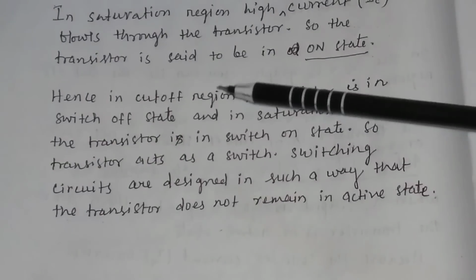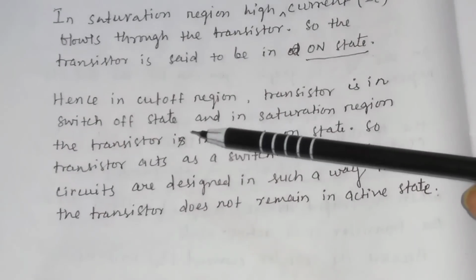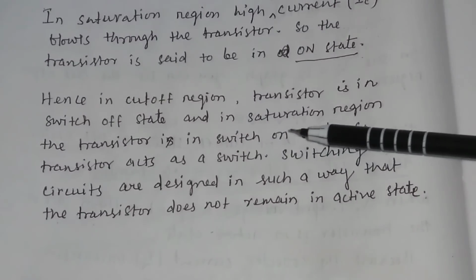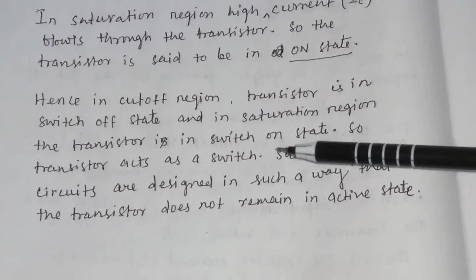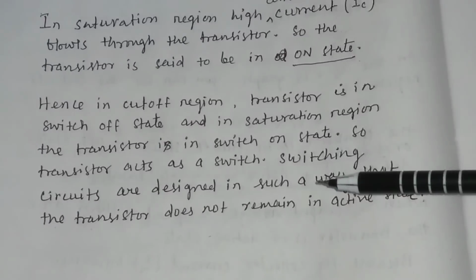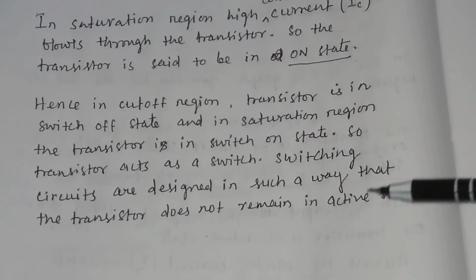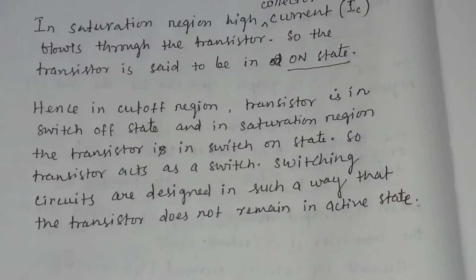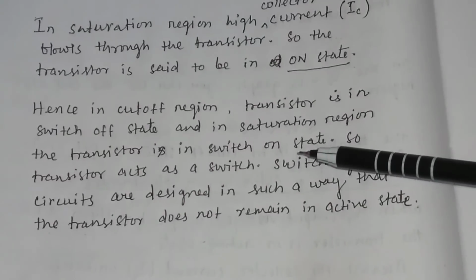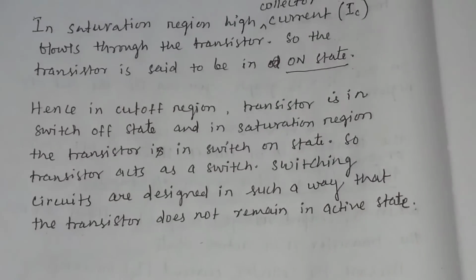So from this we conclude that in cut-off region the transistor is in switch off state, and in saturation region the transistor is in switch on state. So the transistor acts as a switch. Switching circuits are designed in such a way that the transistor does not remain in active state. To know how a transistor acts as a switch, you have to learn about the switching circuit. Thank you.